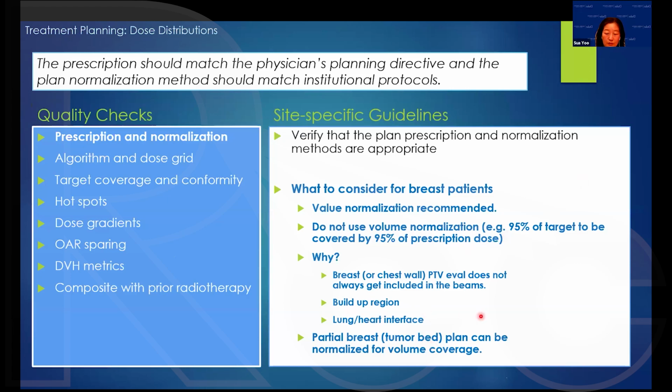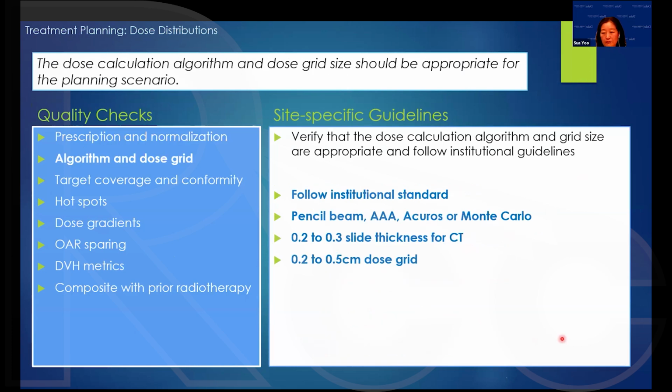And also build-up area, there could be some of the skin, near the skin, where the target might not get 95, but that might be okay. And we don't need to make sure that 95 goes all the way to the skin. And at the lung and heart interface, we might allow some of the cold area.